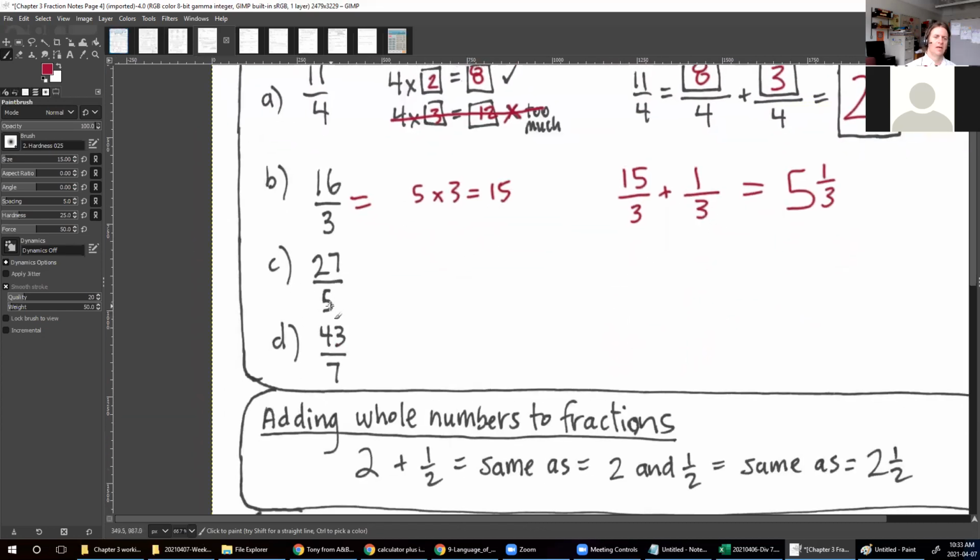Cool, let's do this one. How many groups of 5 can we take out of 27? Well, I'm pretty sure 5 times 5 is 25. And that's really close. It's just underneath the 27. We wouldn't have room for another 5. So let's use it. 25 fifths. We still have 2 fifths to deal with because we had 27 of them. 25 and 2 more is 27. So here we go, 25 divided by 5.